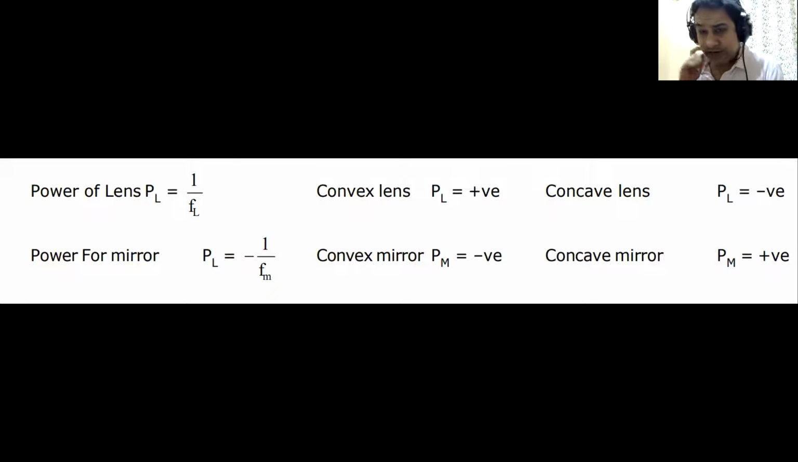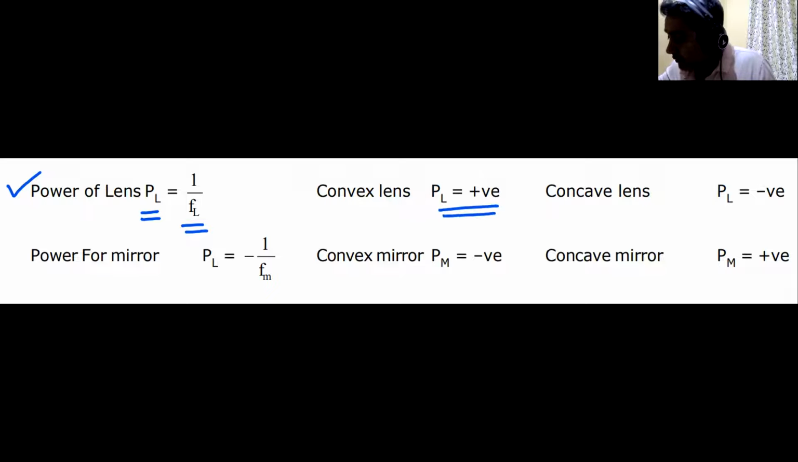Okay, then the next point that we must go through again, because we'll be using it in this particular topic, is the power of a lens. The SI unit is diopter. Power of a lens, PL, is the inverse of focal length. If the focal length is in meters, it is 1 by F. If the focal length is in centimeters, it is 100 by F. For a convex lens, the power is positive. For a concave lens, power is negative, because their focal lengths are positive or negative. The positive power lenses are known as converging lenses, and the negative power lenses are known as diverging lenses. Do we remember this?